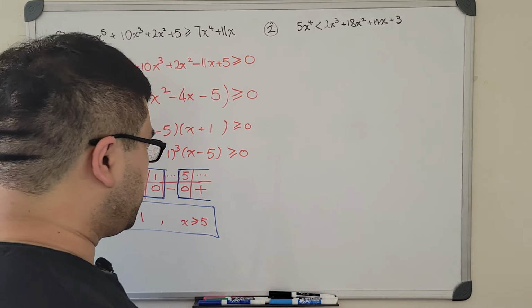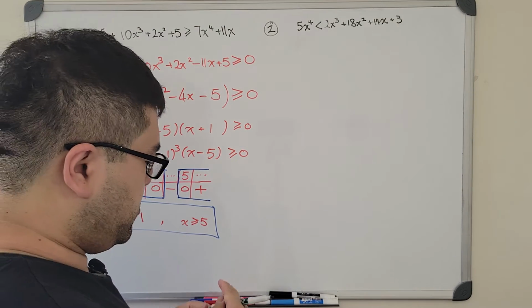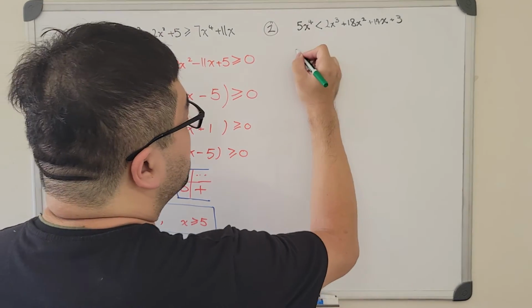We're going to do the same thing. For the second one, let me factorize it. So again, since we don't have 0 on the right-hand side, we need to move everything to the left.